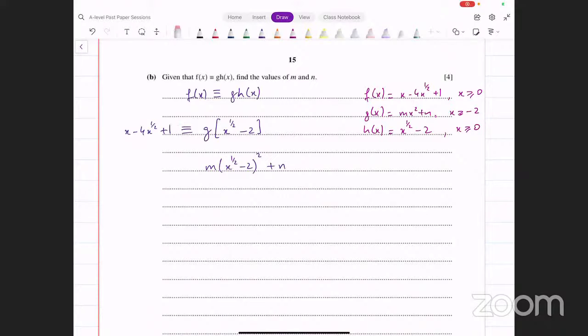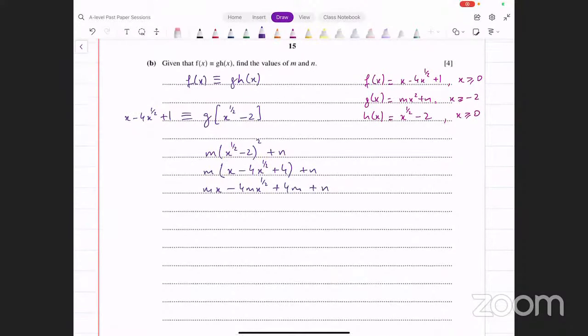ठीक है, राइट साइड को एक्सपैंड कर लें. What do we get when we do that? (a minus b) whole square, that's going to be x raised to power 1 over 2 ka whole square, which is x, minus 2 into both of them, that's going to be minus 4x raised to power 1 over 2 plus 4 plus n. Let's simplify this. I'm getting mx minus 4m x raised to power 1 over 2 plus 4m plus n.